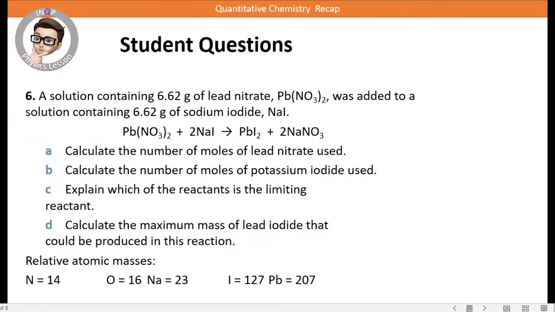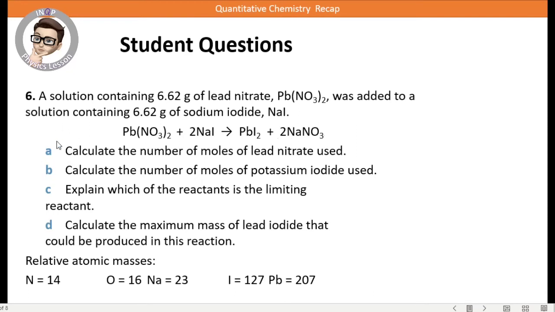Let's go to PowerPoint. So a solution containing 6.62 grams of lead nitrate, Pb(NO3)2, was added to a solution containing 6.62 grams of sodium iodide, NaI. So here's our equation. Pb(NO3)2, there's only 1 lot of it, so 1 mole, reacts with 2 moles of NaI, of sodium iodide, which gives us 1 mole of lead iodide plus 2 moles of sodium nitrate.